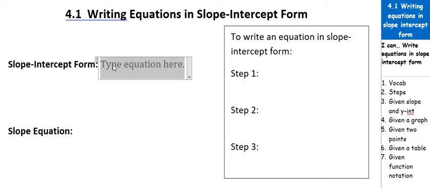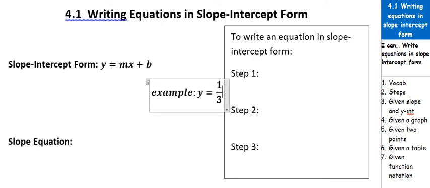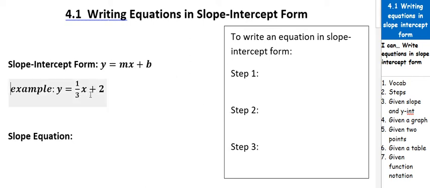So remember that slope-intercept form is y equals mx plus b, where m and b are numbers. So m could be like 4. So for an example, y equals 1/3 x plus 2. So this, we have m as 1/3, that's our slope, and b is our y-intercept, and that's 2.